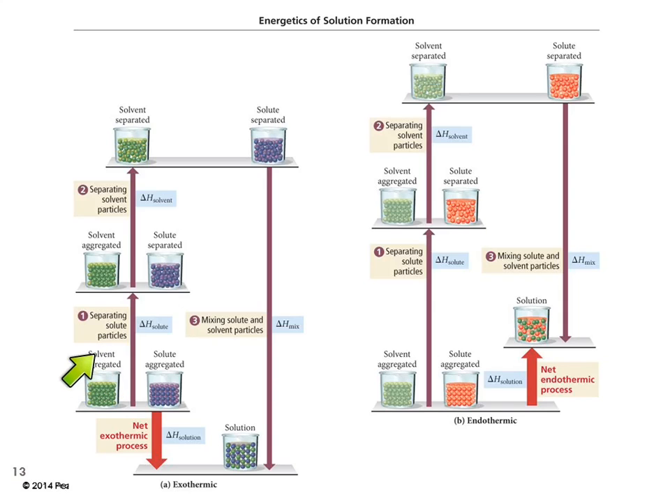So the first process is taking the solute and separating it. And that's going to be a positive delta H. So we have to put energy into it. We also have to separate the solvent molecules so that there's room, and that's going to be positive. We're going to have to increase the energy. And then when we get these guys all separated, when we mix them, we're going to have a release of energy. If this release of energy is greater than the sum of these, then we have a net exothermic process.